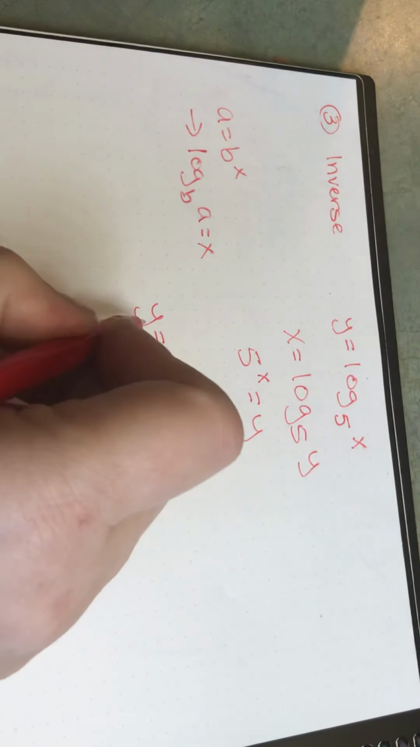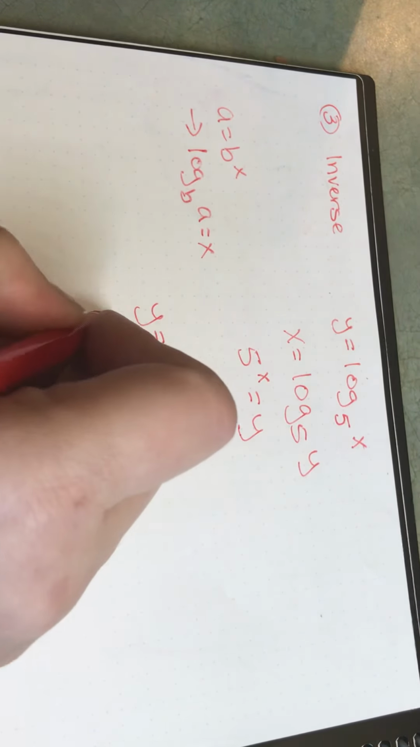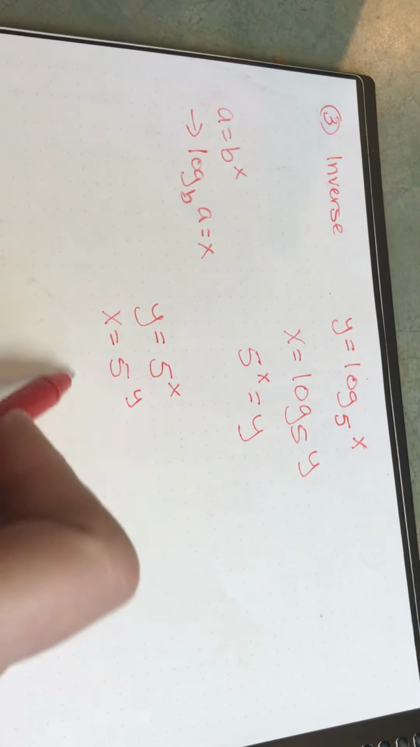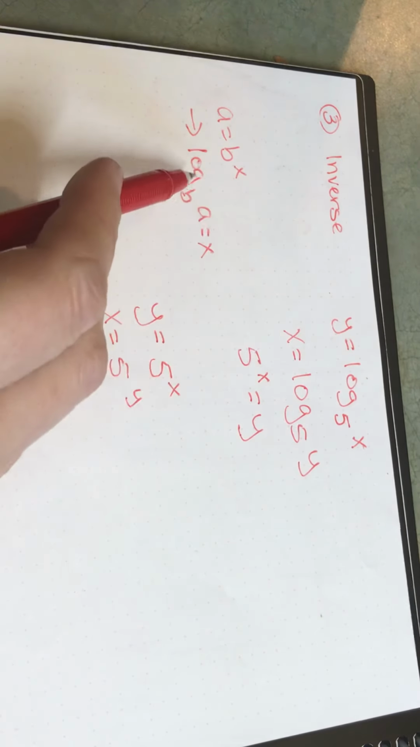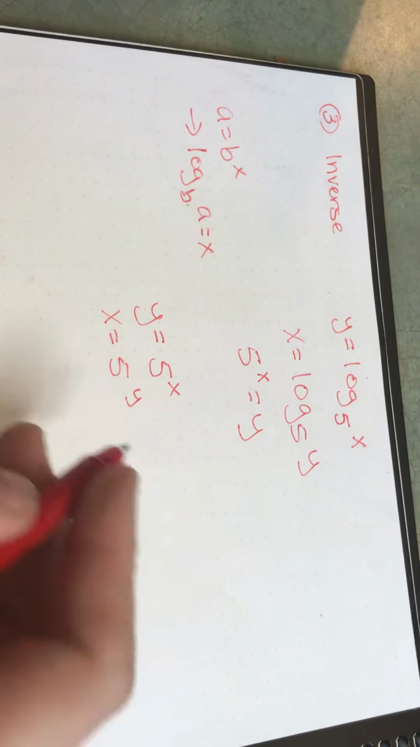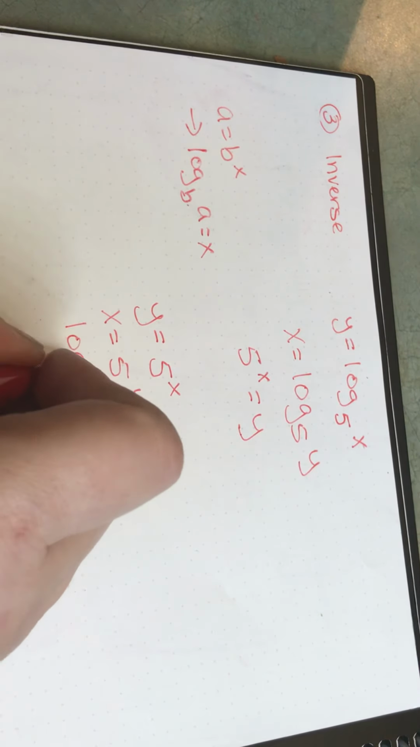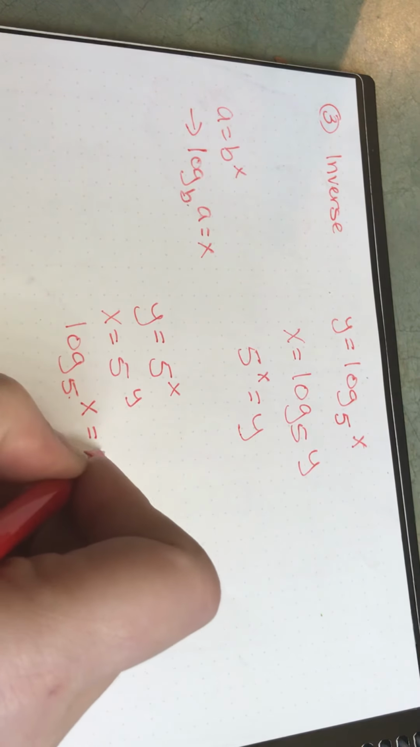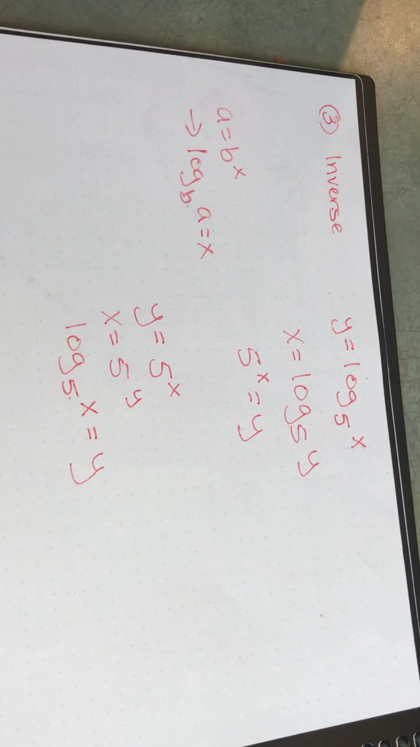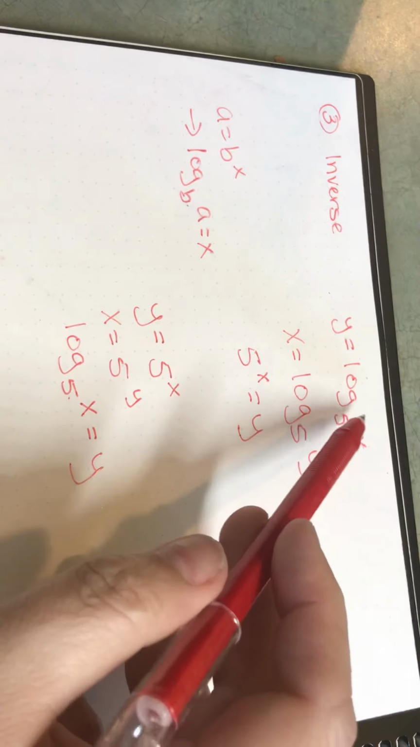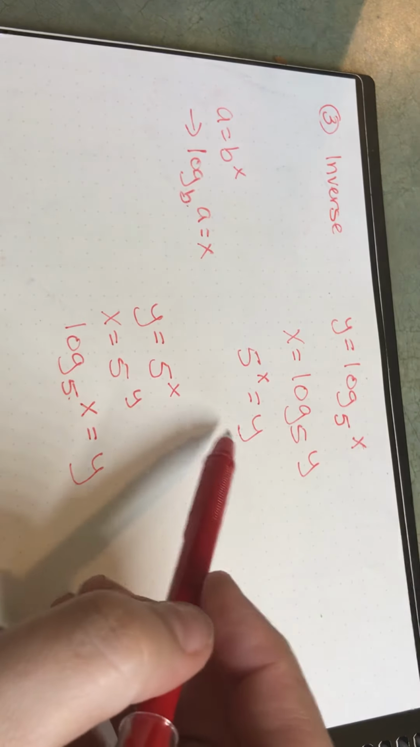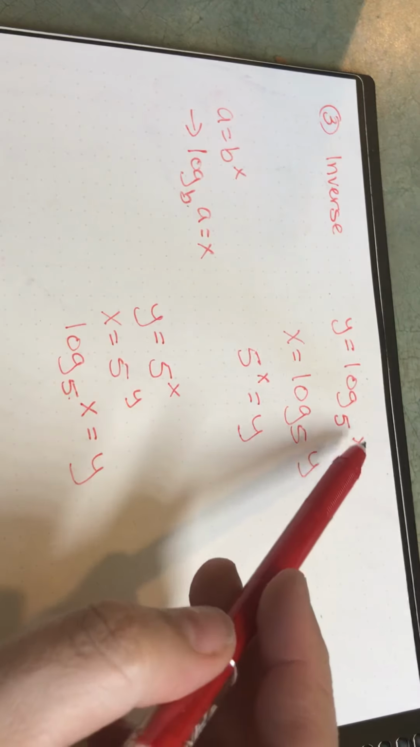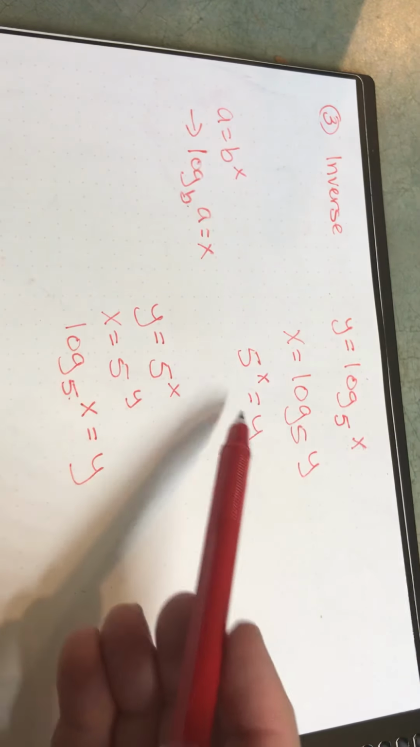Let's go the other way. I'm going to switch x and y. So x equals 5 to the y power. And then I'm going to rewrite this in log form to get y by itself. So log, the base stays the base, of x equals the exponent. So you can see going from log form to exponential form and exponential to log form that the inverse of a log function is the exponential function.